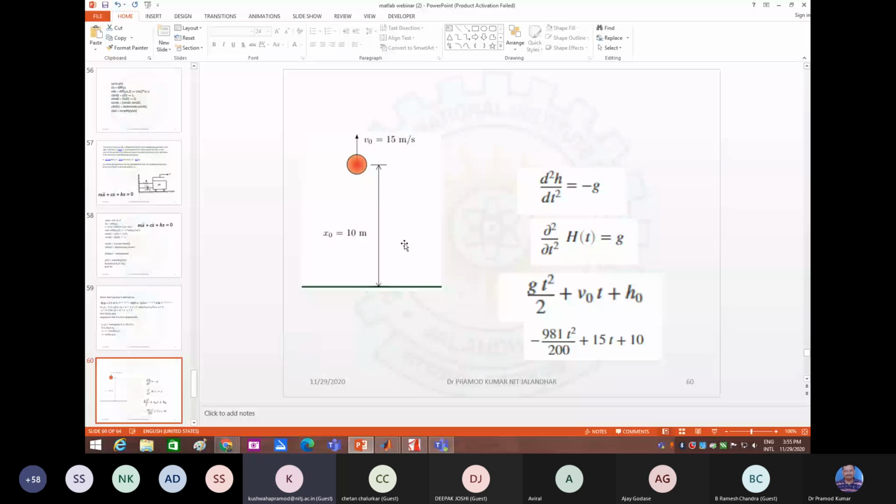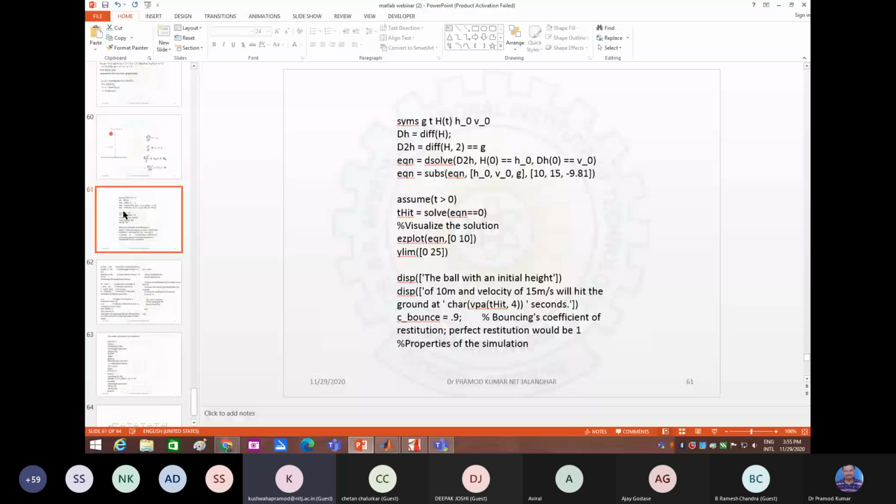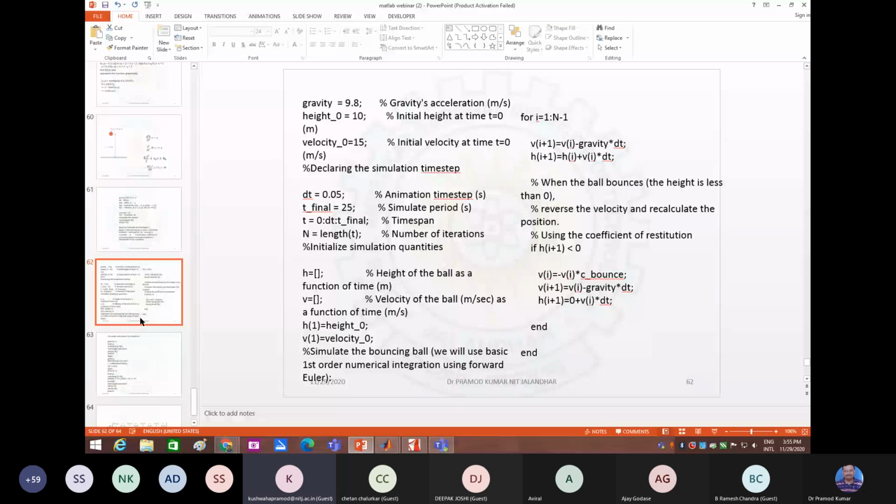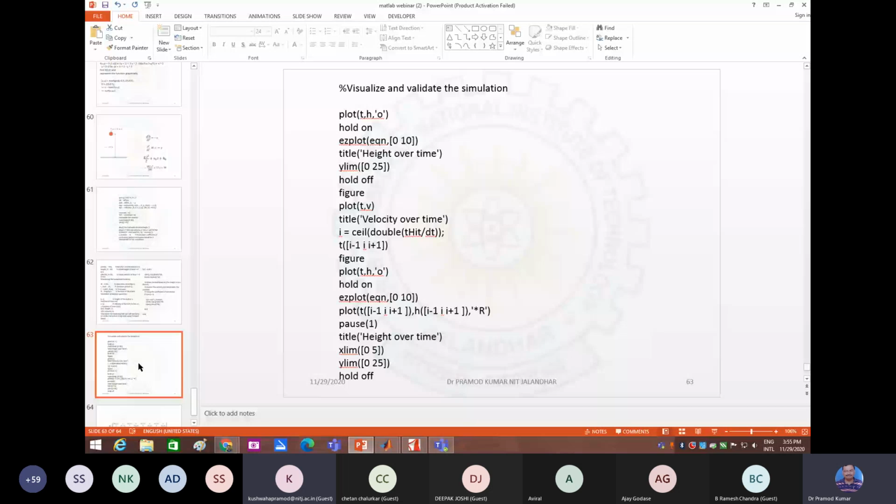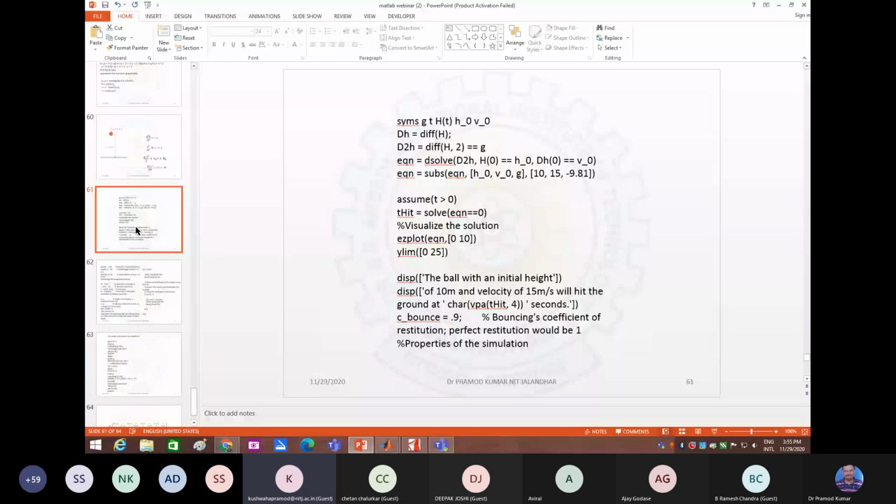This is the bouncing ball which I should explain. This is the equation, again a second order differential equation. When you write it in differential form, it is there. You integrate twice, you will get this one, and put the boundary condition, you will get the solution out of it. These things we can do by writing the program here, in a similar way as we discussed earlier.